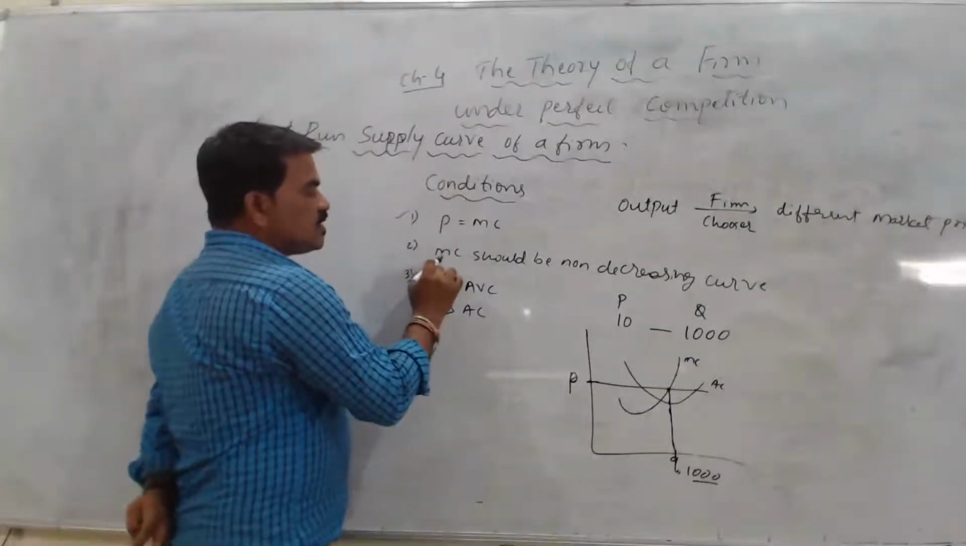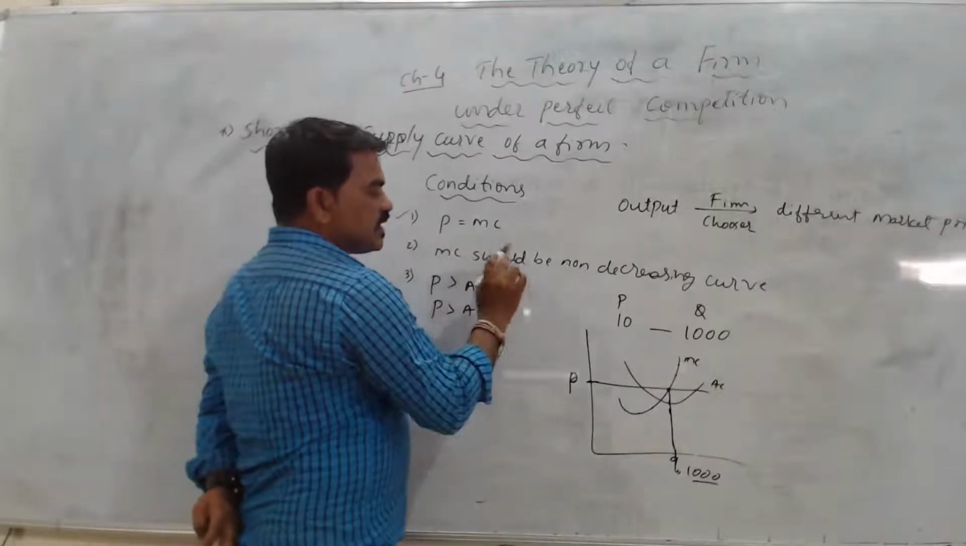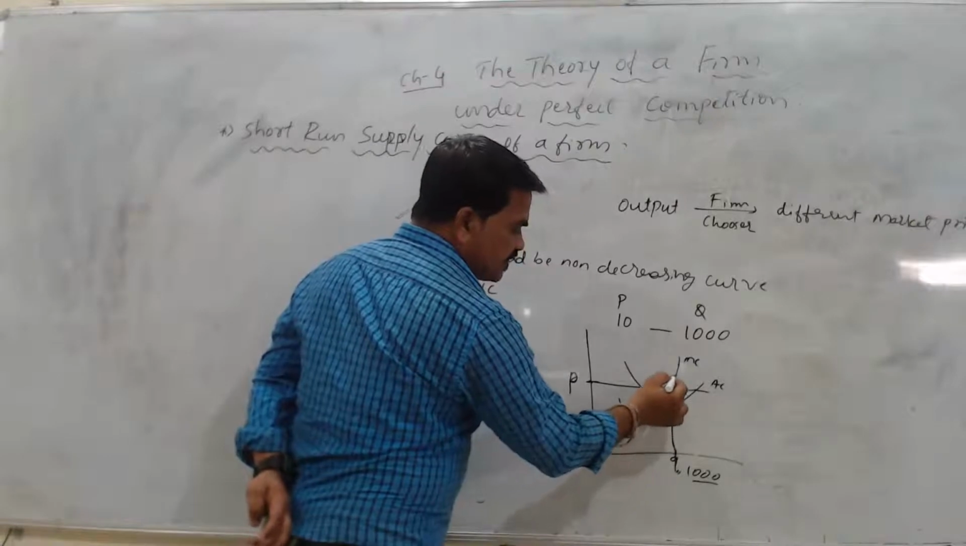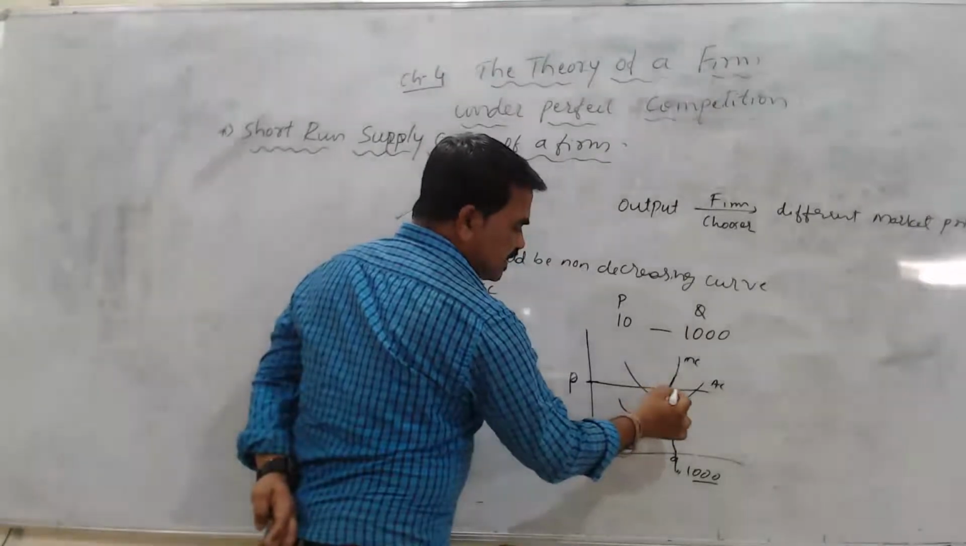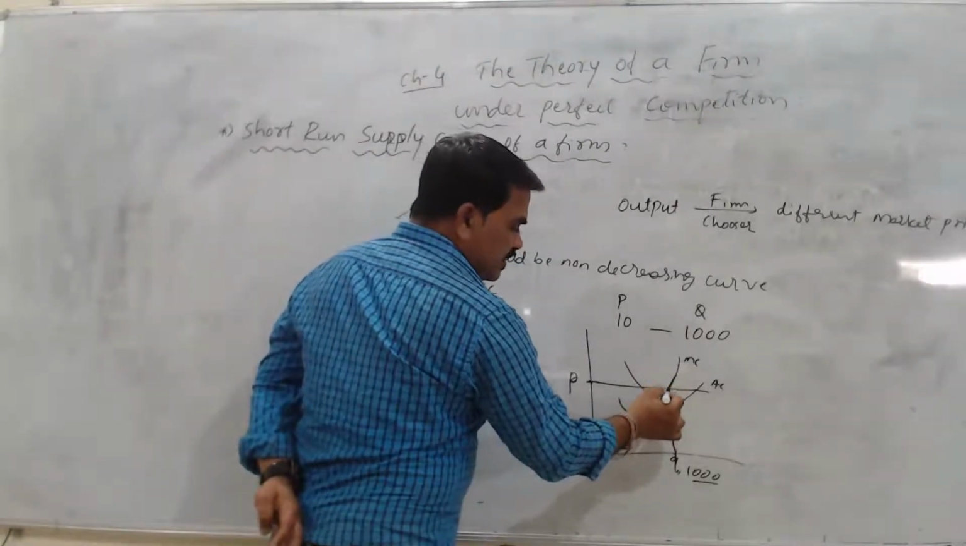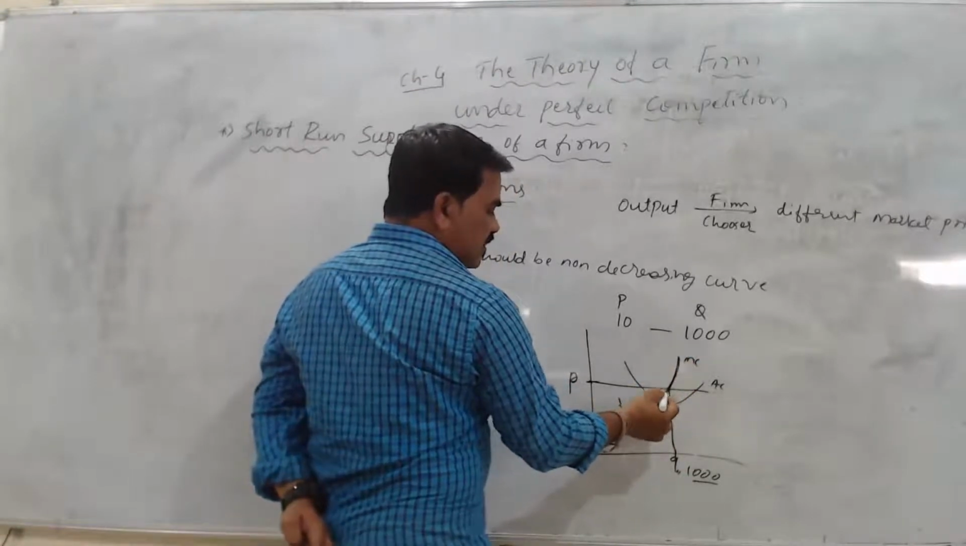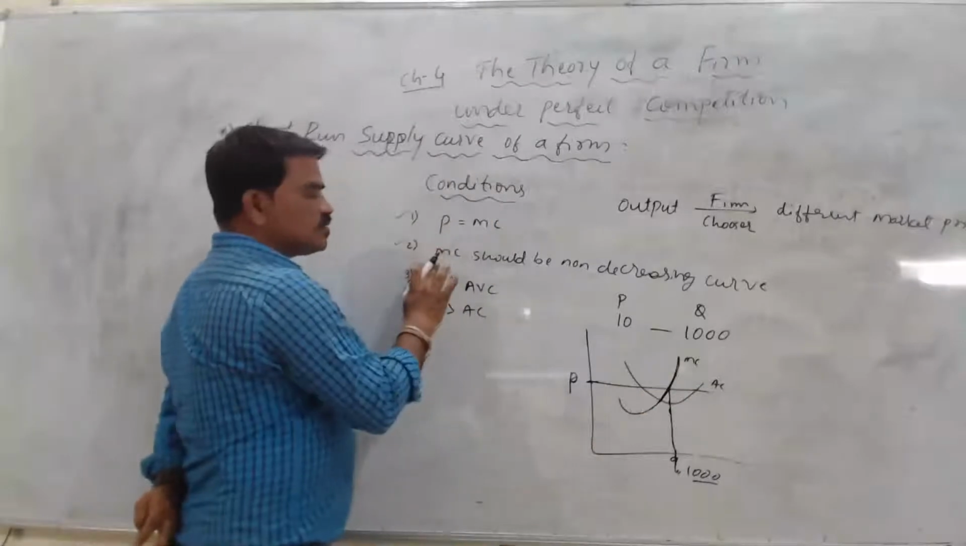Second condition is marginal cost curve should be a rising curve. At this point, the MC curve is a rising curve and it cuts this price line from below. The marginal cost curve is cutting this price from below. So this second condition is also satisfied.